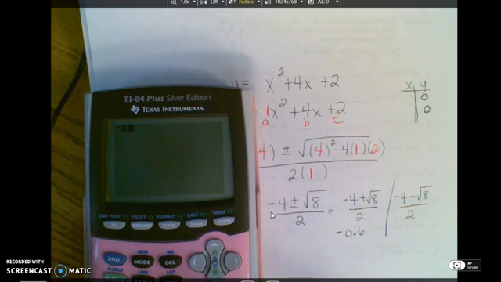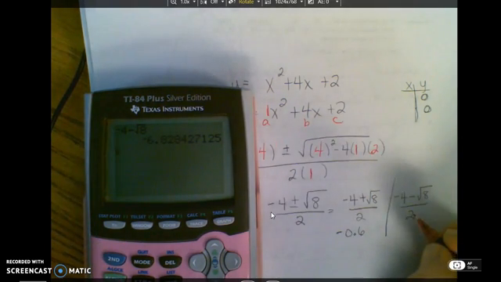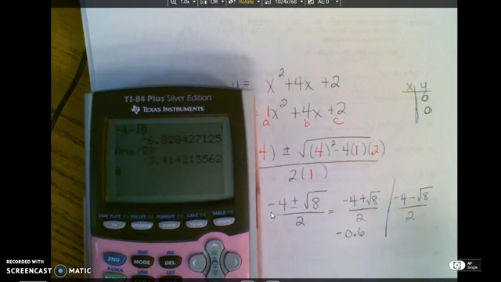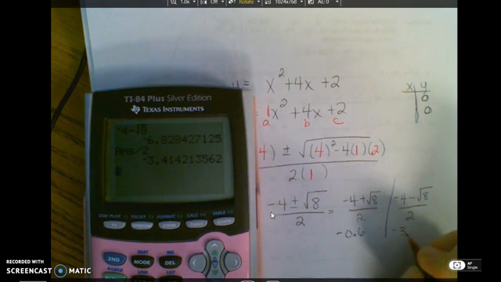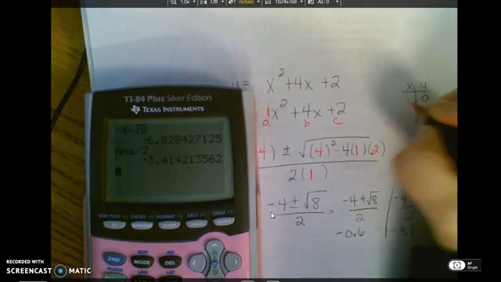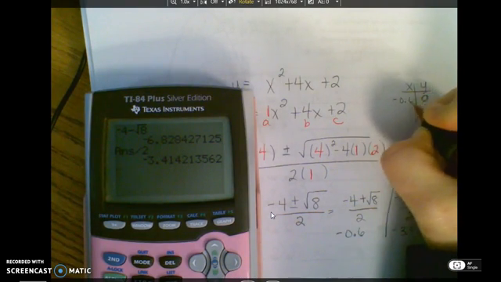Now I'm going to do negative 4 minus the square root of 8. I don't want to write that decimal here. I still need to divide by 2. Let's do negative 3.4. So my 2 x-intercepts are negative 0.6 and negative 3.4.